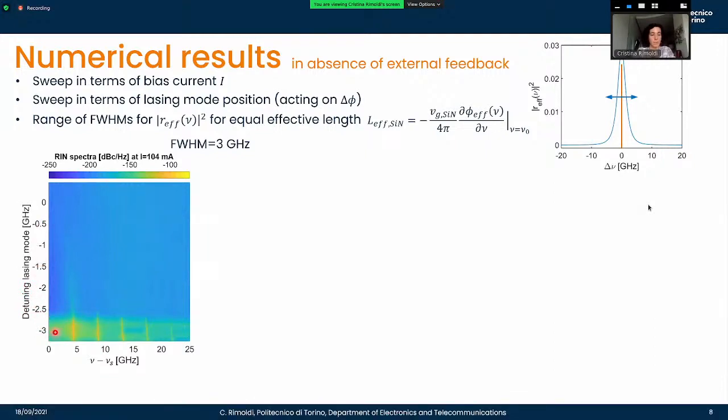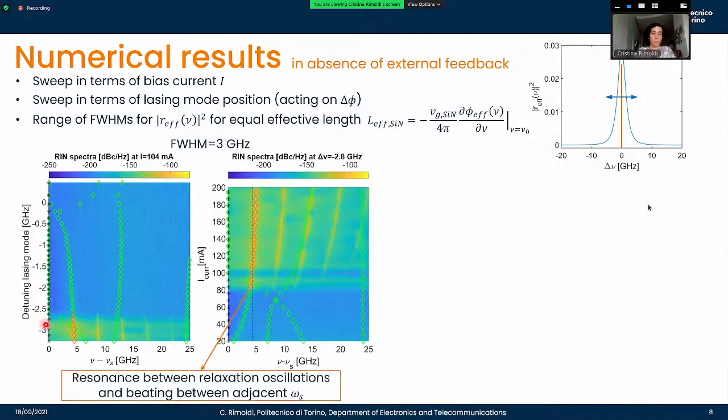Here we can observe in this area the presence of regular oscillations. If we now superimpose the results from a linear stability analysis, we can observe that there is a very good agreement with the prediction of instability. We can now focus on a specific value of the tuning, for example, at minus 2.8 here, and slowly increase the current from 20 to 200 milliampere. And here we can clearly observe that instability in this case arises from a condition of resonance between relaxation oscillations and the beating between adjacent lasing modes, beating that is illustrated with the black dashed line.